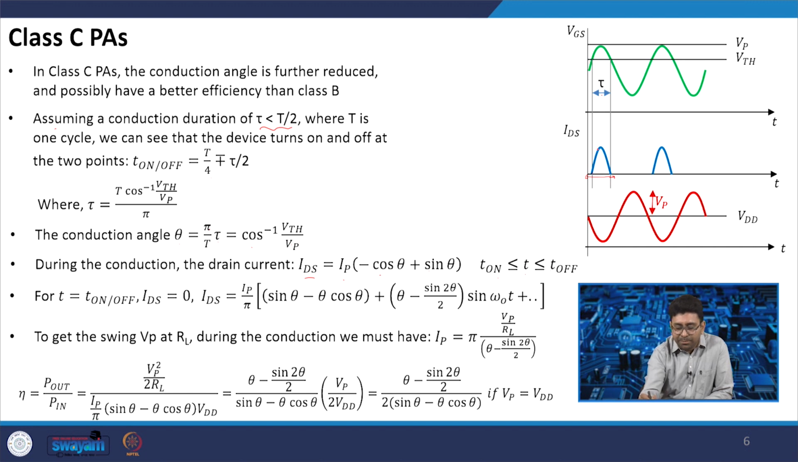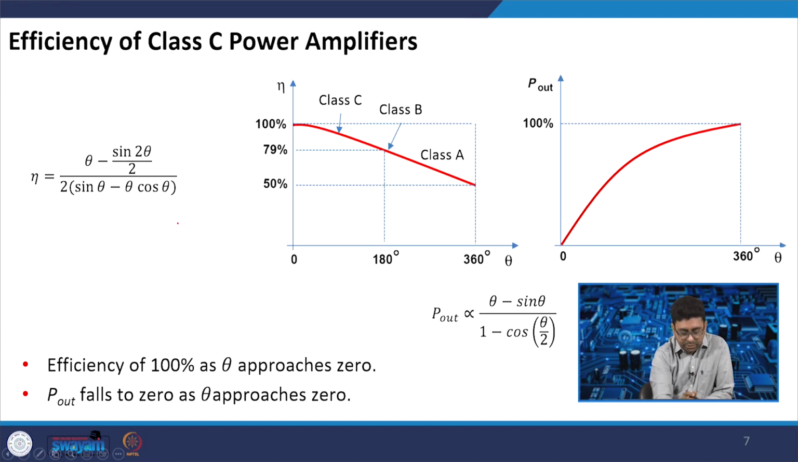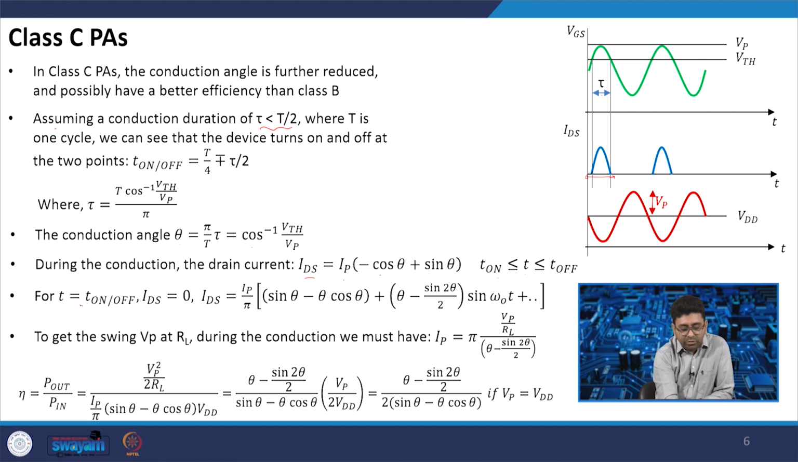So, only this period. If we consider t equal to T on and off, IDS is equal to 0 and IDS is equal to Ip by pi. For the other period it is 0, and if we consider only this much period, which is tau by 2, IDS is equal to Ip by pi into sin theta minus theta cos theta plus theta minus sin 2 theta by 2. This is the fundamental tone, sin omega naught t.